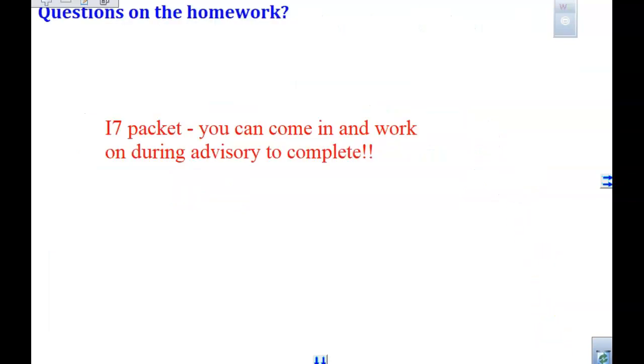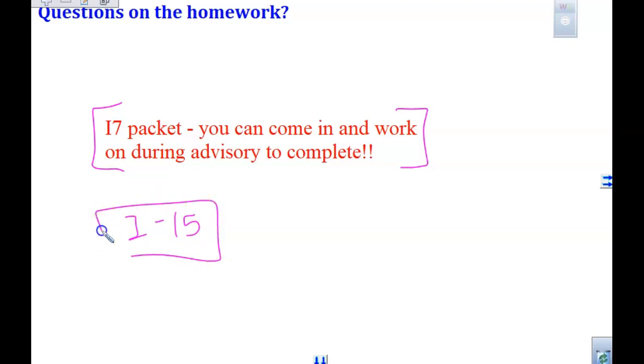So that end of the year packet, or that end of the year final, is coming up. You could start working on I-15 in your workbook at any time. I-15 is the review for the final. That is going to be that last day. Today, I-7 packet. If you didn't finish yours, you thought, oh crap, I had to turn it in early yesterday, you can come in during advice.